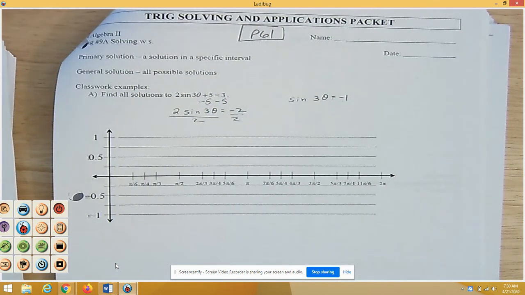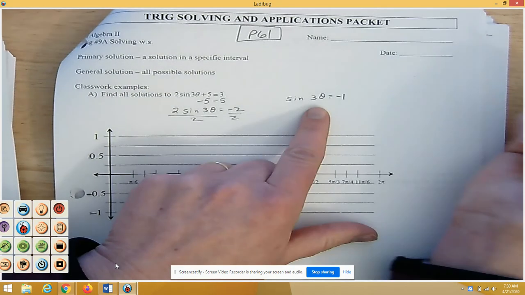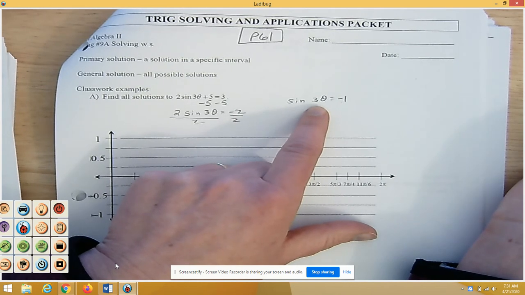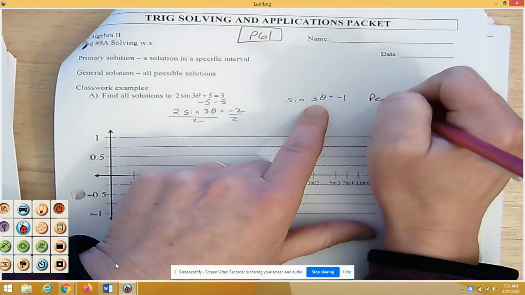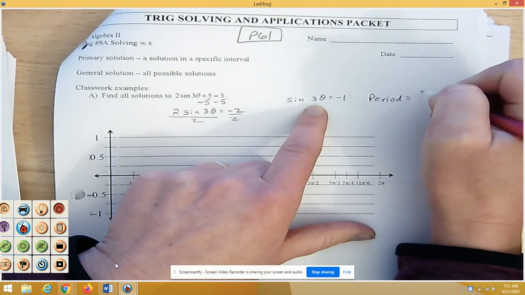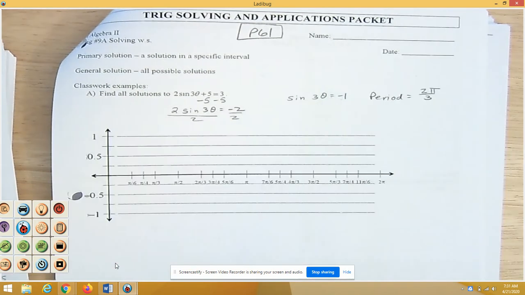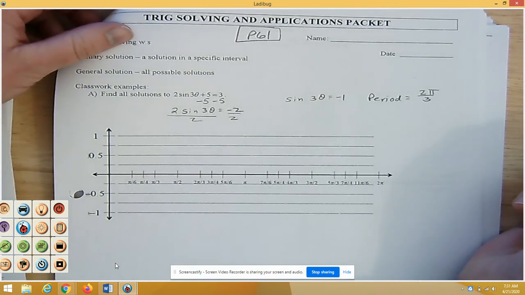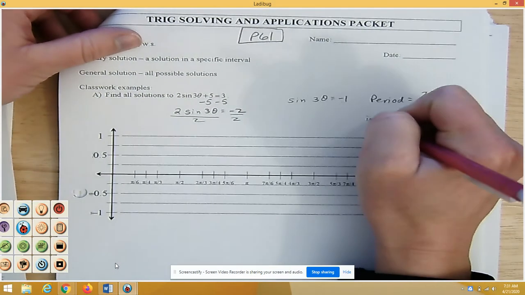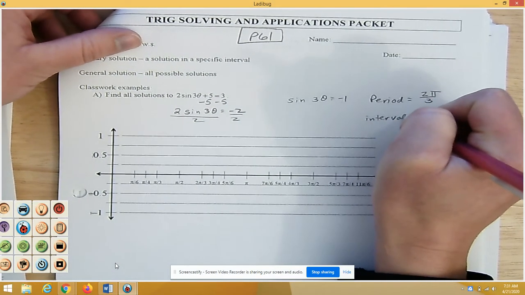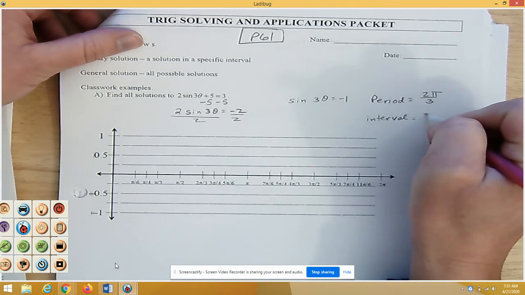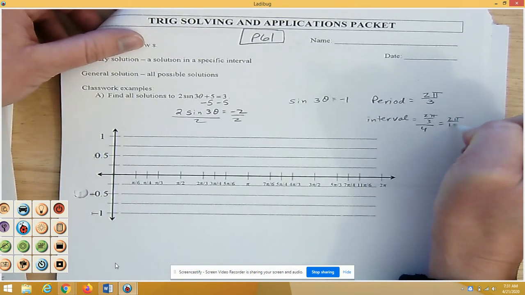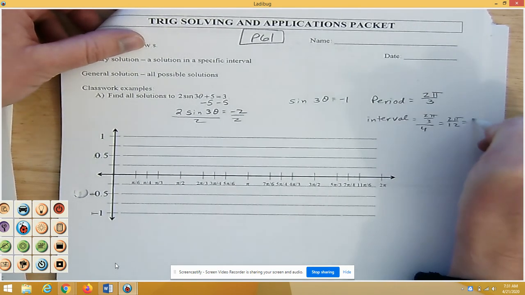So what's happening here is, if you think of your parent function, the sine of theta, this is going 3 times as fast. So you have 3 waves between 0 and 2 pi. Our period, remember, is 2 pi over b, so our period is going to be 2 pi over 3. And this is going to look like the parent sine function, except going a lot faster. If you want to think about the interval, you certainly can. Remember, when we do the interval, we divide the period by 4. So you're going to have 2 pi over 3 divided by 4, so that'll be 2 pi over 12, which is pi over 6.